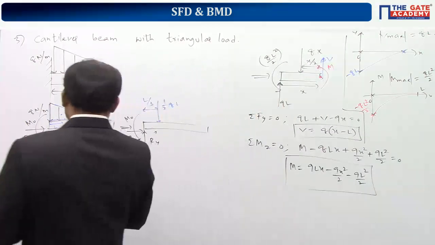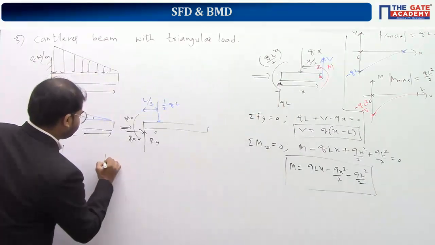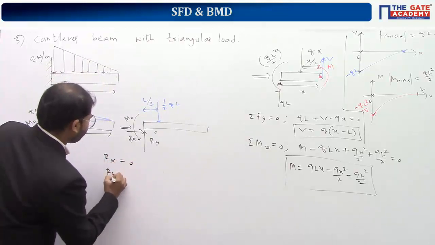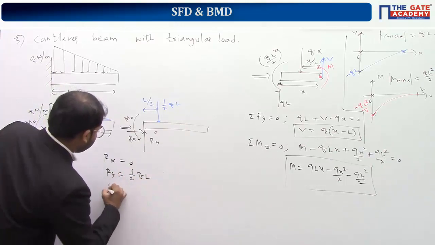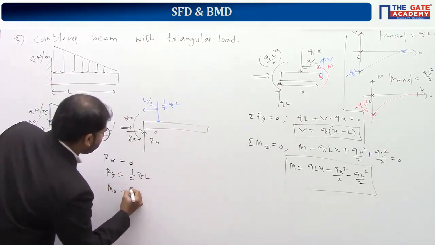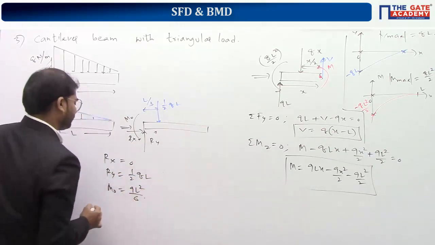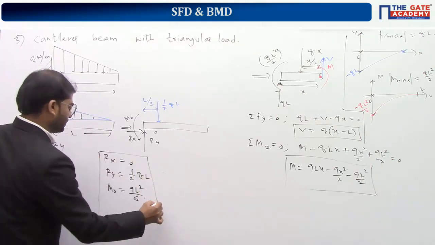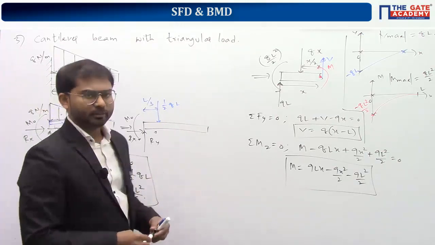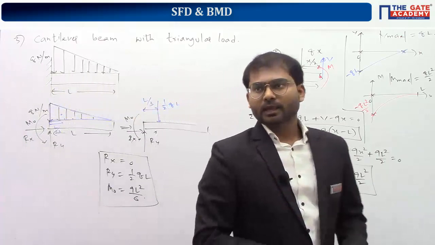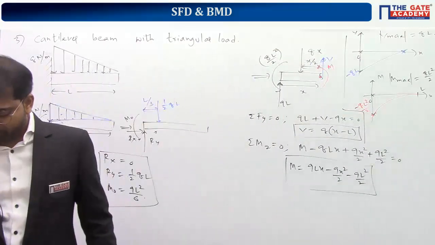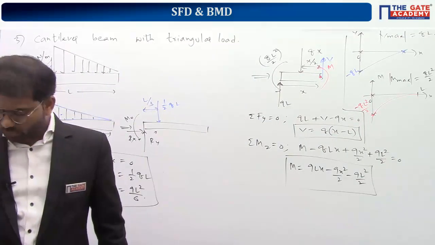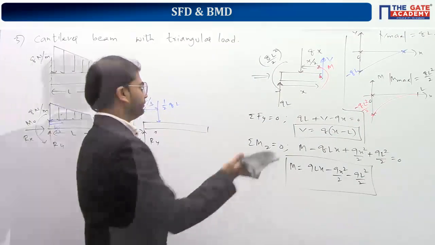Rx value will come out to be 0. Ry value will come out to be half Q into L. And M naught value will come out to be QL square by 6. So these are the reaction forces and reaction moments for this beam. Kindly copy till here. Once you are done copying, please let me know, and I'll go ahead with the next step.